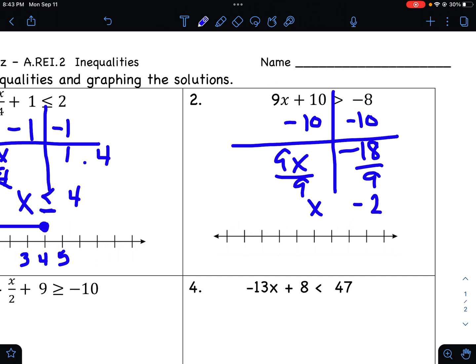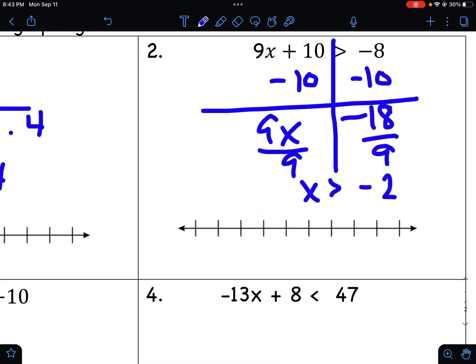Again, we multiplied by a negative, the 9 is positive. So we divided it, it's positive, so I do not change the sign, and we go ahead and graph x is greater than negative 2. So again, I'm going to put negative 2 here. Again, 0 is here, but if you just want to use negative 1 and negative 3, that's totally fine.